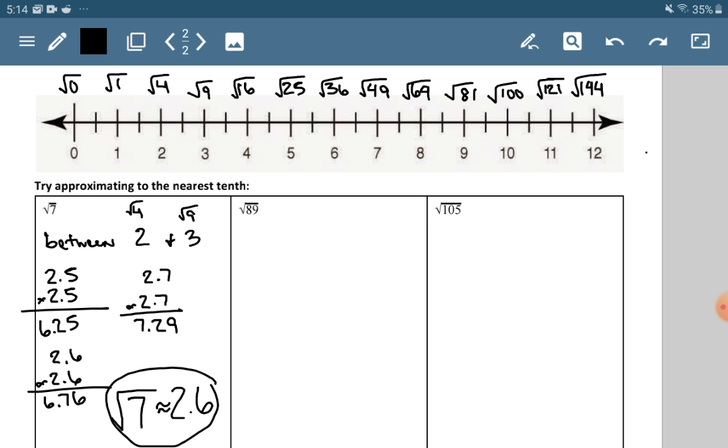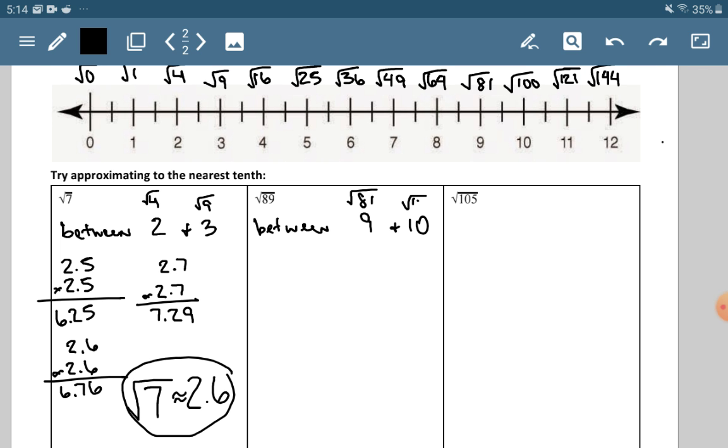We're going to do the same process with the next one, root 89. You're going to look at your number line. You're going to look at the square root part. You're going to figure out where 89 is going to go or what two numbers it's going to be between. It's going to be between the 81 and the 100, which means it's going to be between your whole numbers, 9 and 10. And again, our reasoning for that is it's between root 81 and root 100.